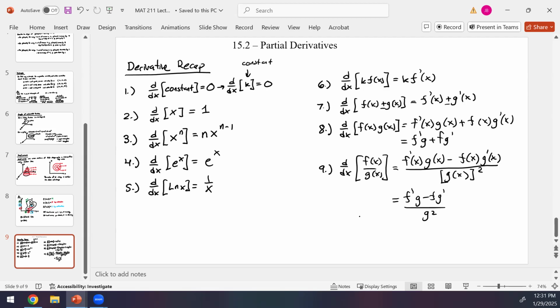And to be clear, the condition is that g of x cannot be equal to 0, because if g of x is equal to 0, you have division by 0, which we don't appreciate in mathematics, right?